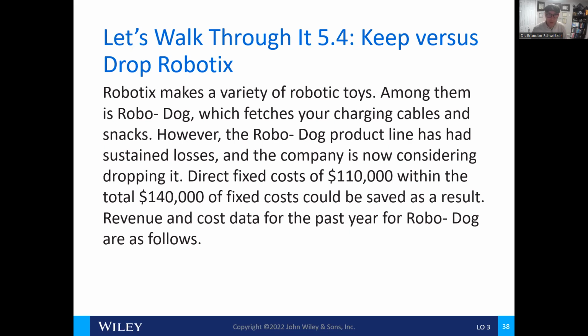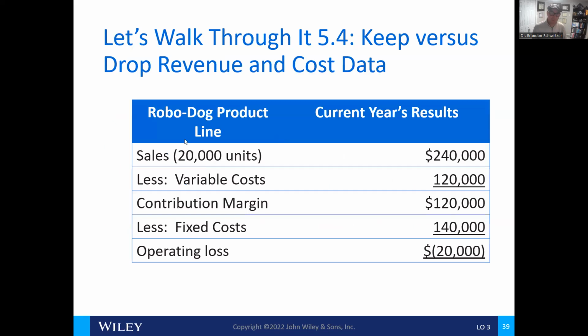Revenue and cost data is given. Of the product that we're considering dropping, our sales are 20,000 units, which yields us $240,000. Minus our variable costs of 120 gives us a contribution margin of 120. Our fixed costs are $140,000. This yields an operating loss for this product line of $20,000.